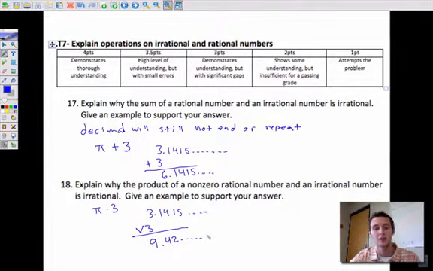So before you take the retake for this learning target, come up with a couple examples on your own that will support this. Maybe it's not pi times 3, maybe you do a different irrational number times 4.5 or something, but come up with your own example to support why the sum or product of a non-zero rational number and an irrational number remains irrational.